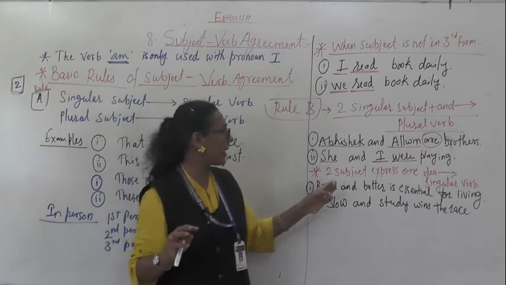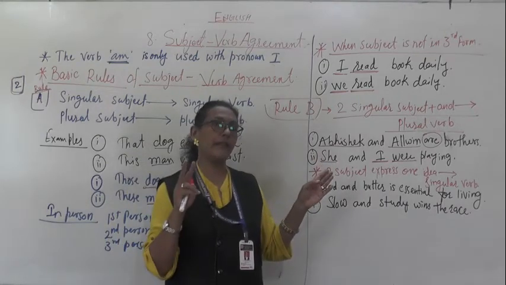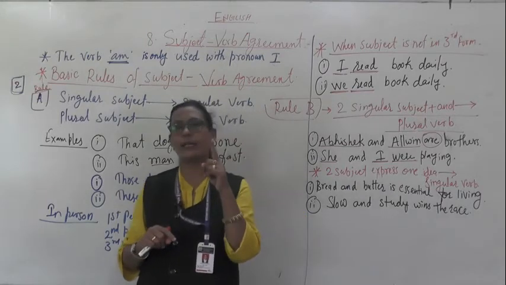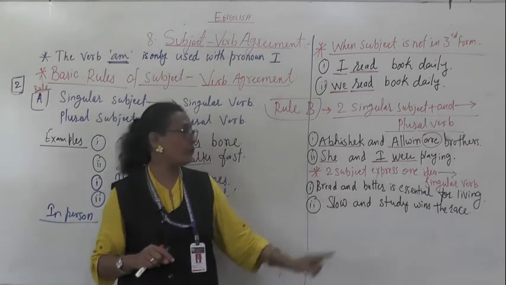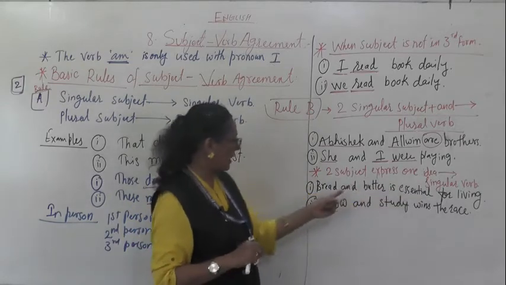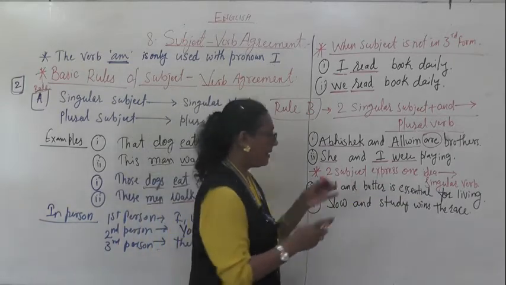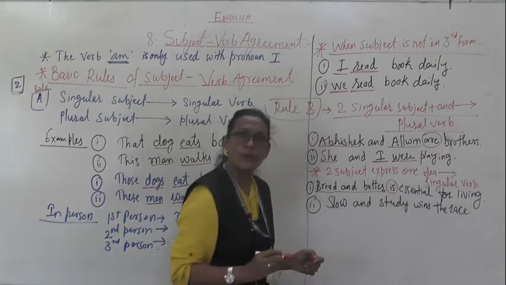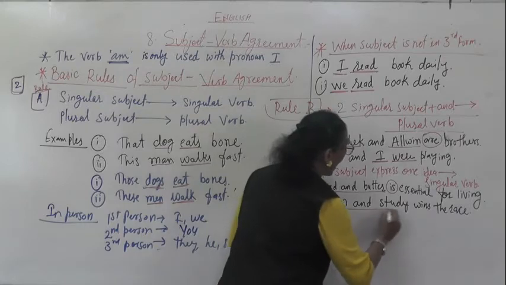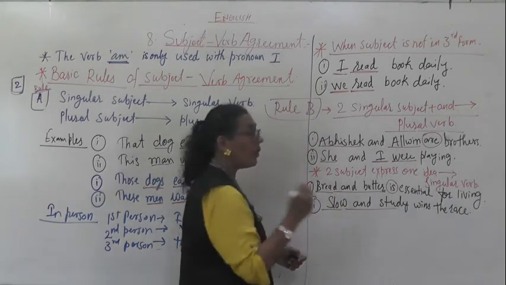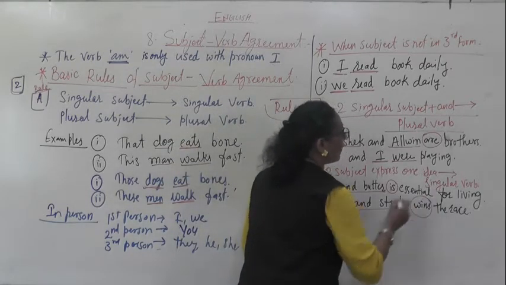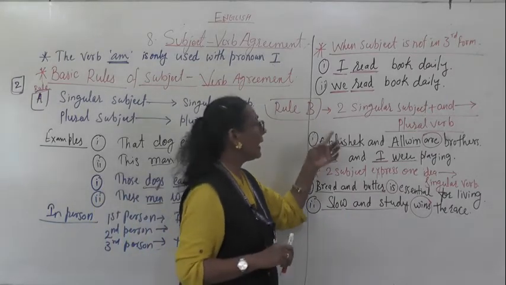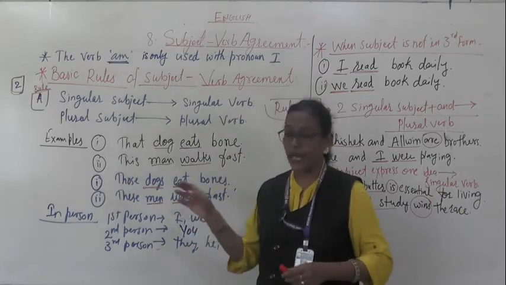So in this case, when two subjects are there, adding with "and", but expressing one idea, if it gives one idea, then there you have to use a singular verb. See here, bread and butter. We have used a singular verb. Slow and steady, we have written a singular verb: "wins the race". So this is rule number B. Now rule number C and D also.